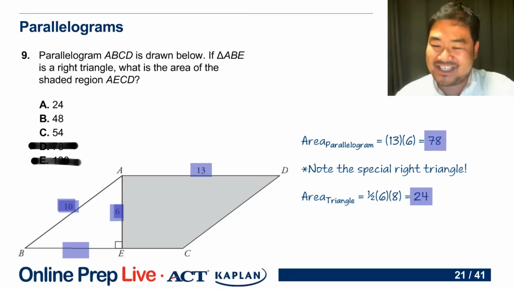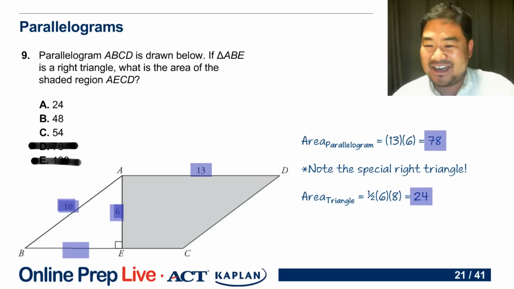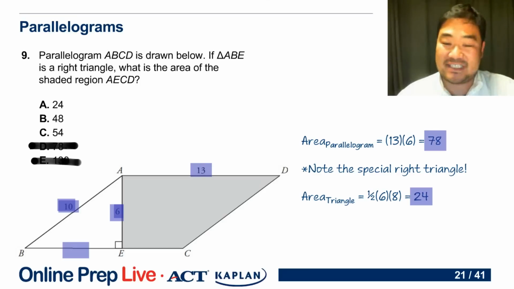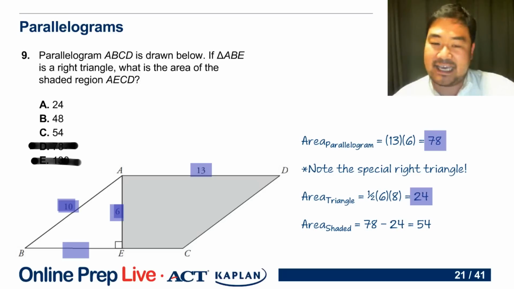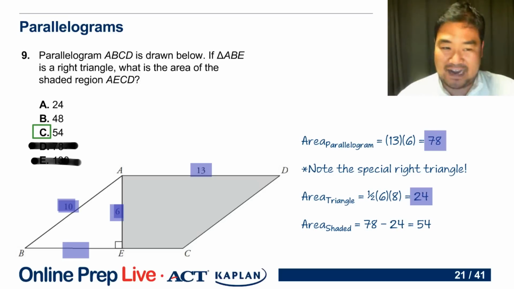How do you find the area of the shaded region? What are you going to do with those two numbers? You are simply going to subtract them. 78 minus 24 is equal to 54. Choice C is your correct answer here. Great work on this question. We saw a good majority of you guys put down choice C there.